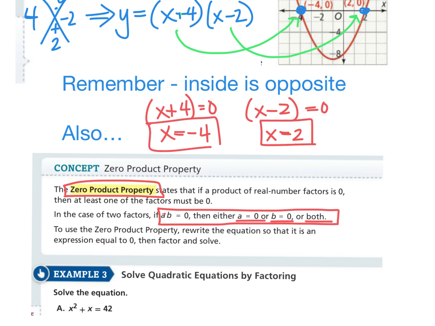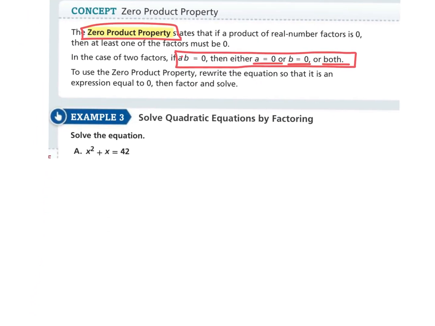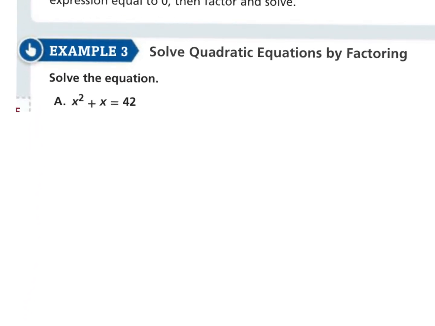So let's look at how this comes into play when we actually solve an equation. For the zero product property to be true, we need to start by having the equation equal 0 first. So I'm going to rearrange this equation and subtract 42 over.